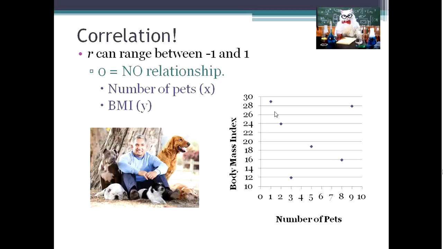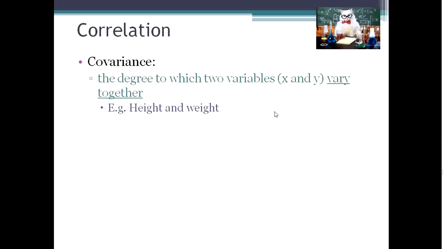Knowing something about... And this is because knowing something about the number of pets you have does not tell me anything about your body mass index or vice versa. Now, when we talk about correlation, we're really interested in this idea of covariance. And covariance is just a fancy way of saying the degree to which two variables vary together, the degree to which two things are related.